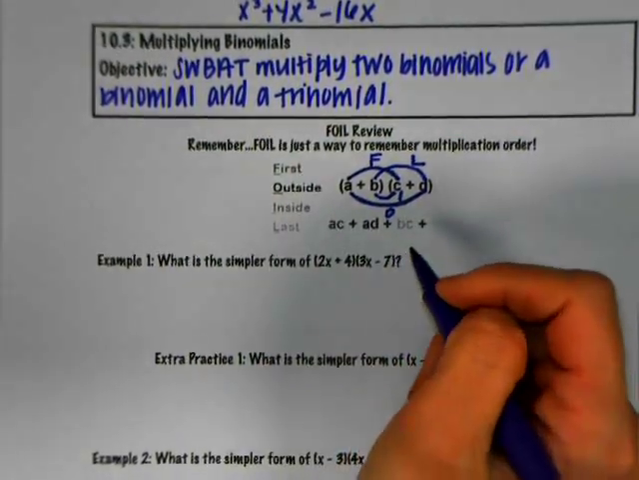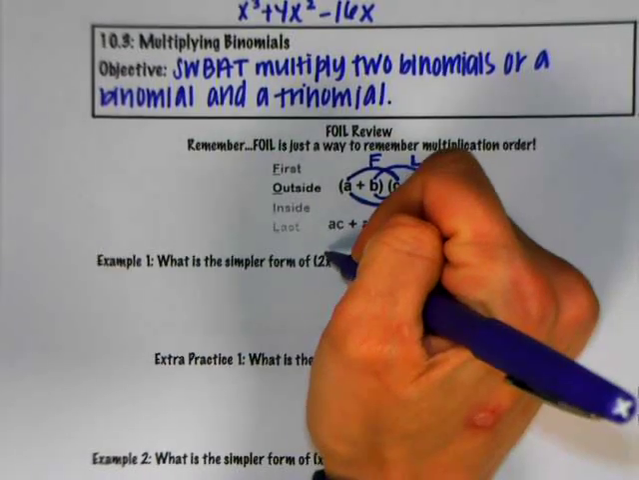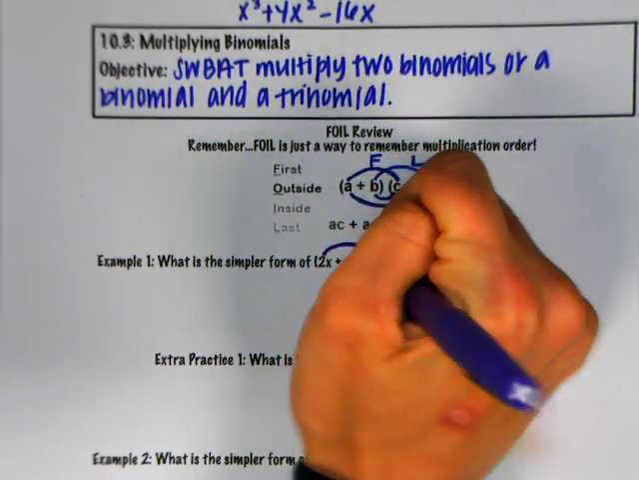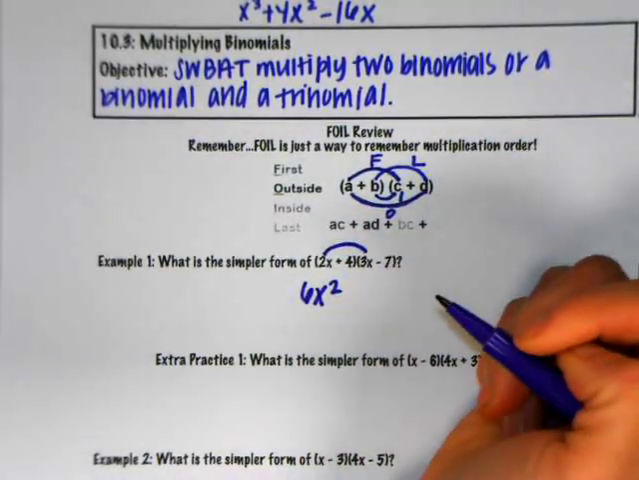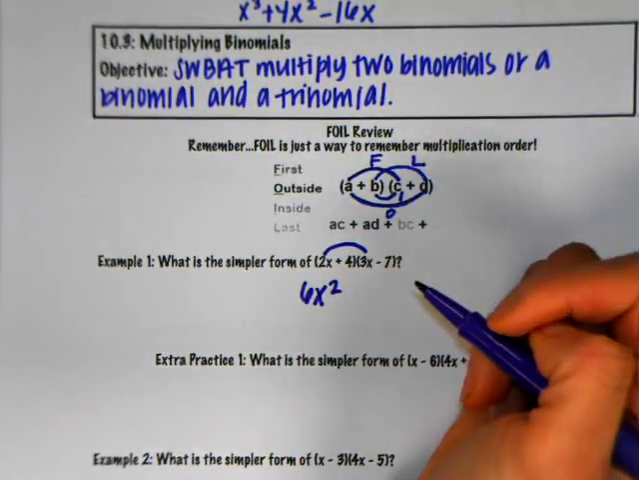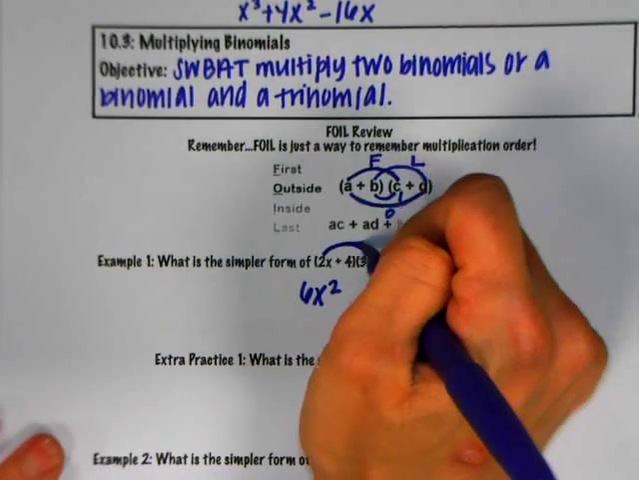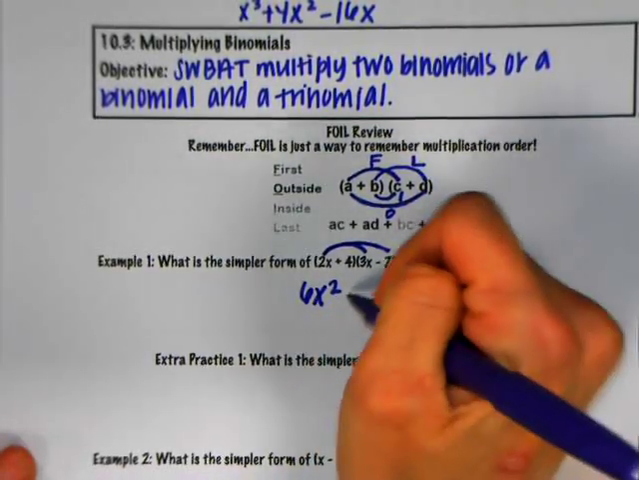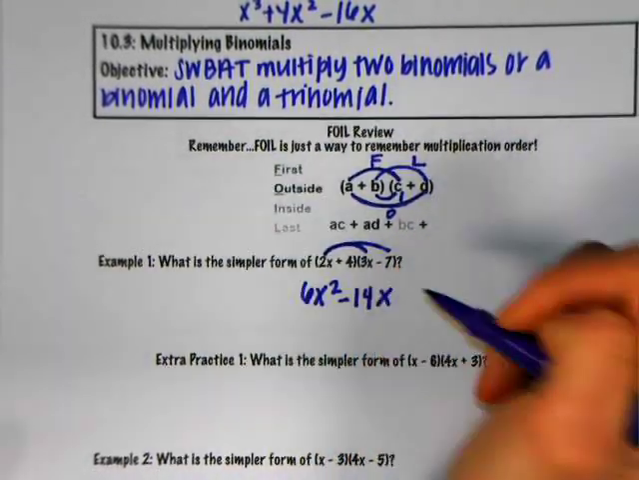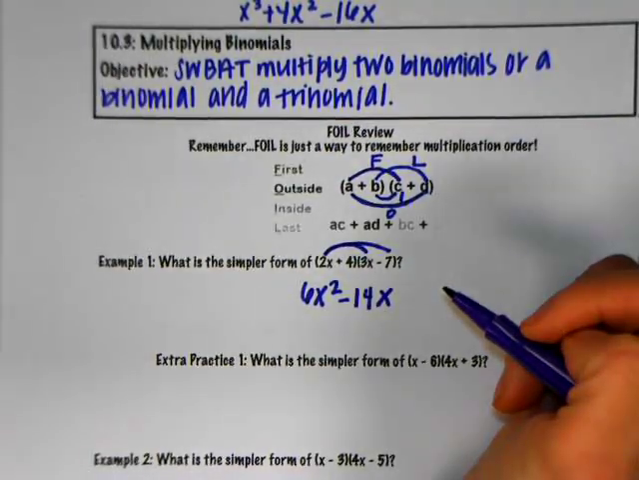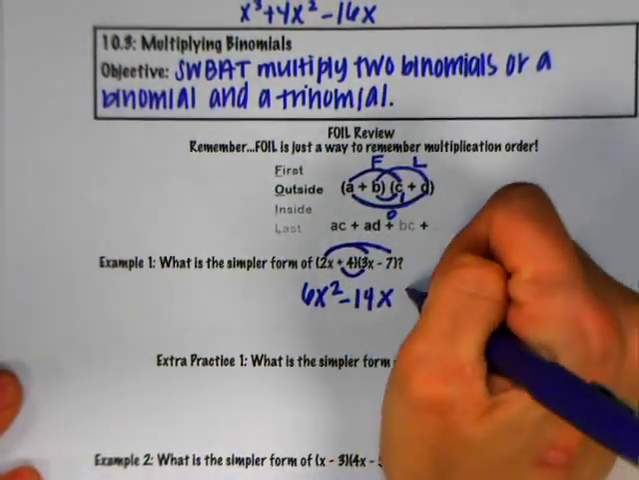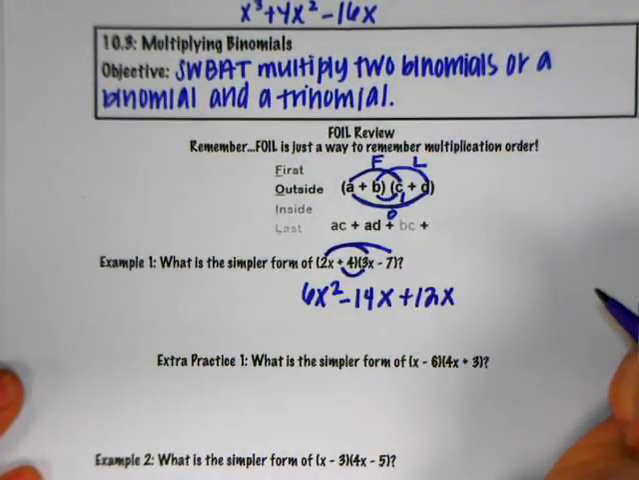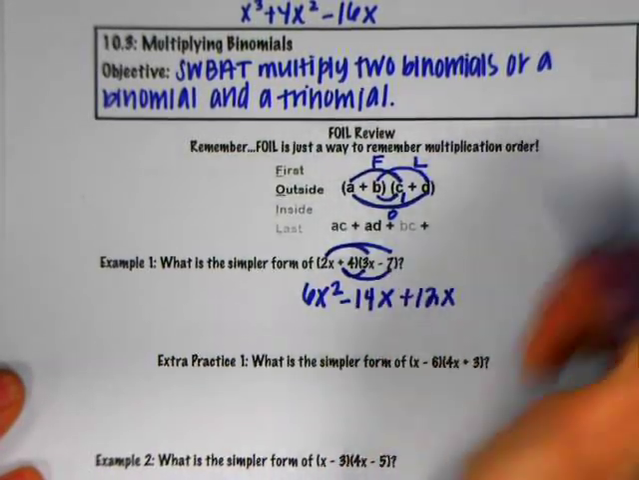2x plus 4 times 3x minus 7. So you're going to distribute the 2x first. So it's 2x times 3x. Yeah, 6x squared. And then 2x times negative 7. Yep, negative 14x. And then you're going to distribute the positive 4. So 4 times 3x. And then 4 times negative 7.